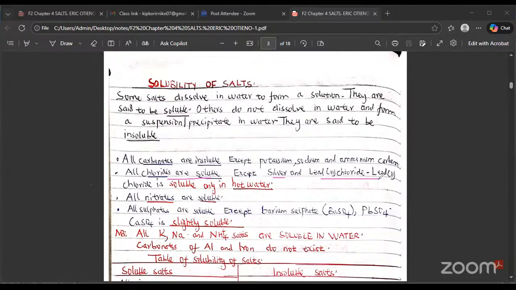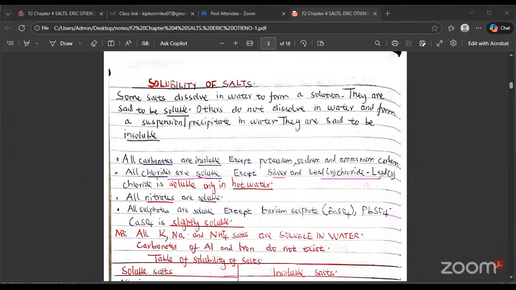So all chlorides are soluble except silver and lead. Of course, lead chloride has a special case. It is soluble in hot water or warm. So they'll tell you to warm the mixture. If it dissolves, you say now chloride ions are present or lead ions are present, depending on the nature of the question. But it was there in the practical. So all chlorides are soluble except the two of them, which is silver and lead. And lead chloride is soluble in warm water. As you continue warming the water, it will dissolve.